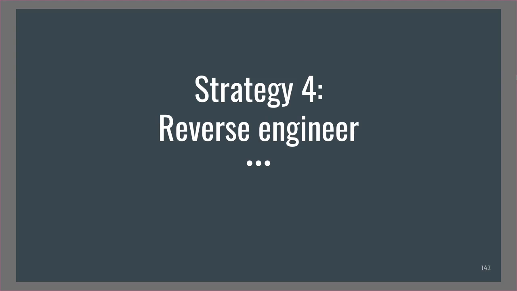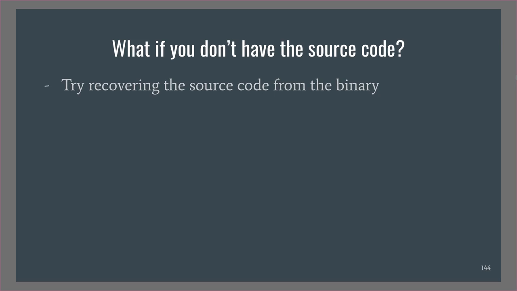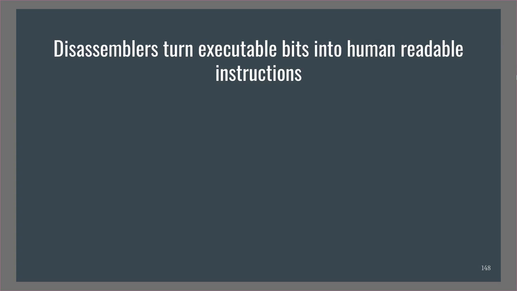Up until now, every strategy we've talked about has required having access to source code. We don't always have that, though. Think about most Apple or Windows software. So if we don't have a program's source code, but still need to attack it, we have a couple options. First, we can try and recover the source code from the program binary, typically using something called a disassembler or decompiler. The other option is to try and figure out how the binary works by observing how it executes. I'm not going to talk about this option now because we'll have a demo later. Let's instead talk about strategy 1, using a disassembler.